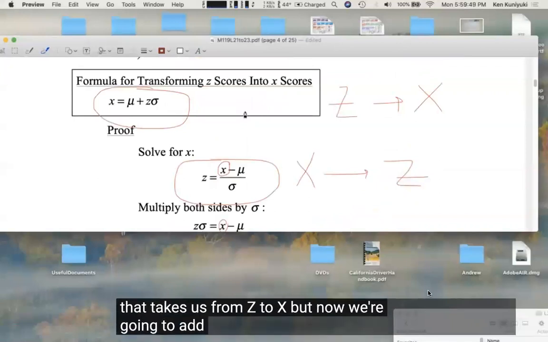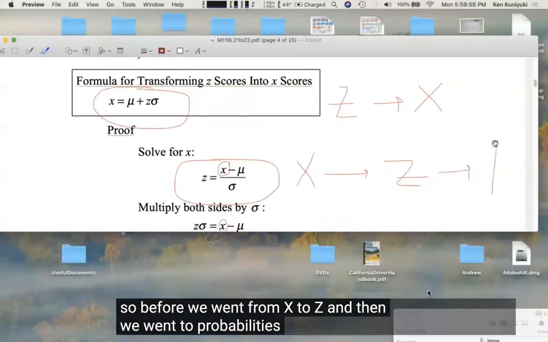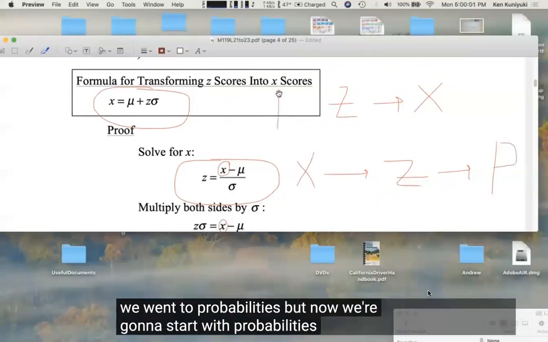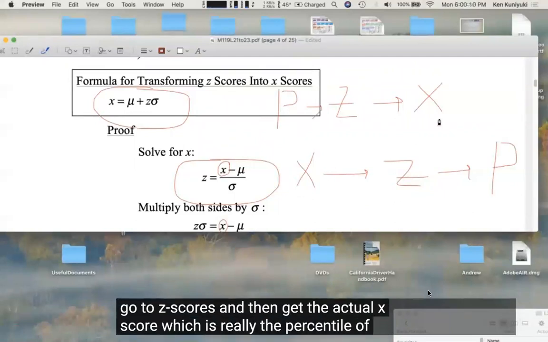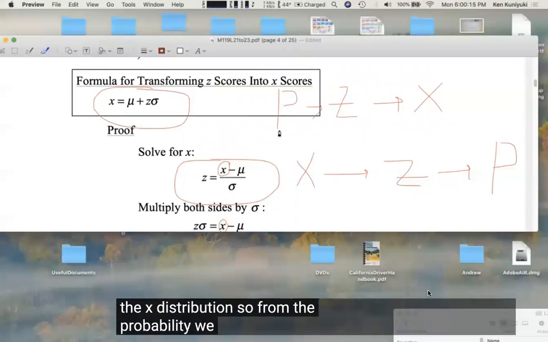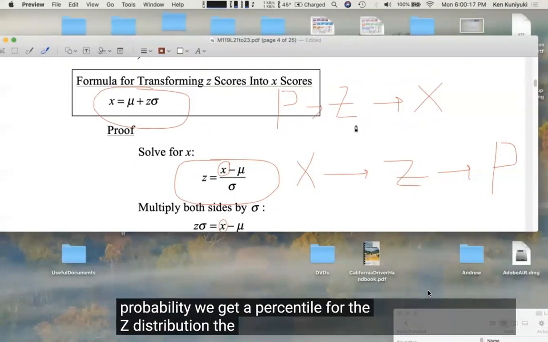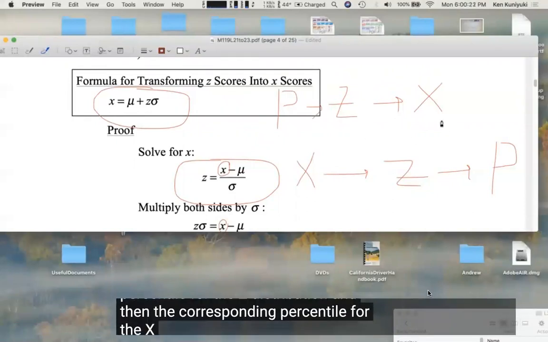But now we're going to add on the wrinkle of probability. So before, we went from x to z, and then we went to probabilities. But now we're going to start with probabilities, describing a percentile. We're going to go to z-scores and then get the actual x score, which is really the percentile of the x distribution. So from the probability, we get a percentile for the z distribution, the corresponding percentile for the z distribution, and then the corresponding percentile for the x distribution.